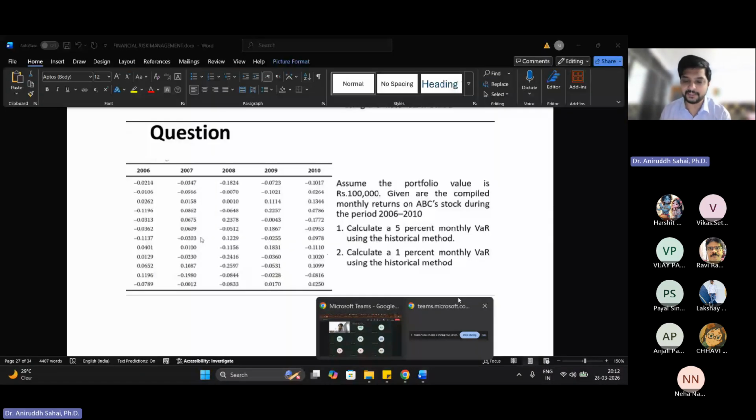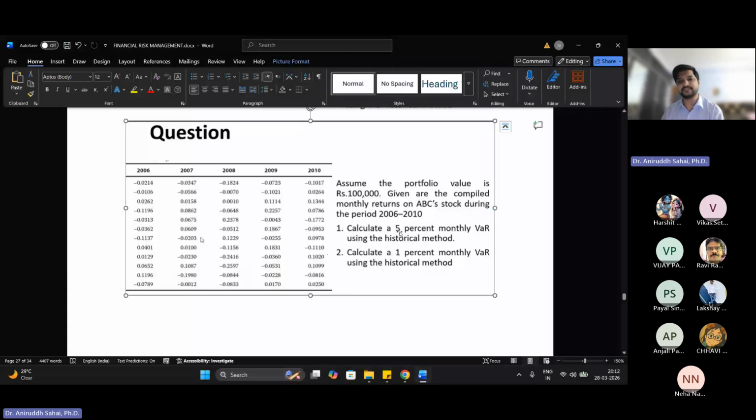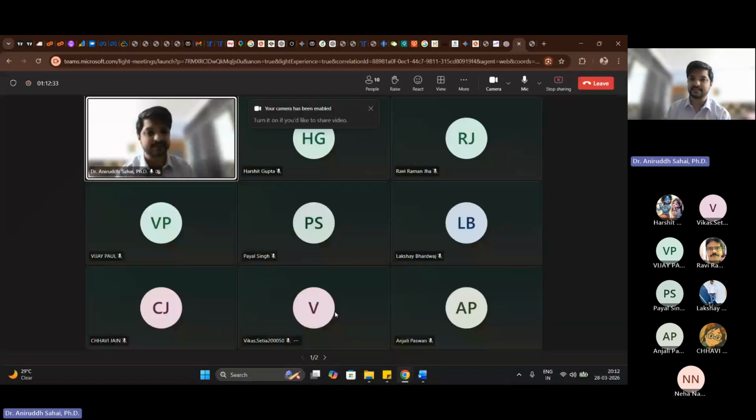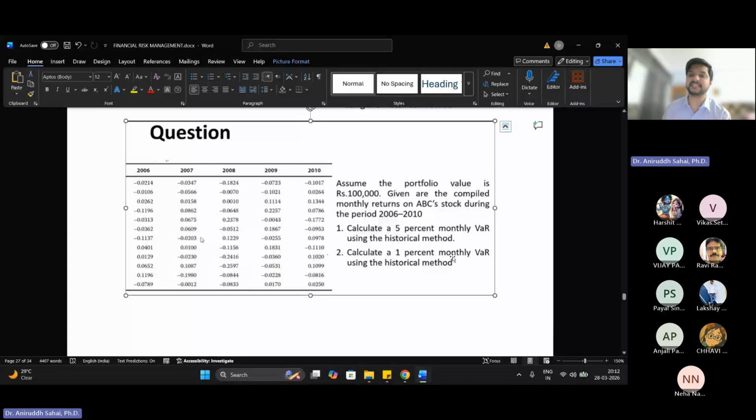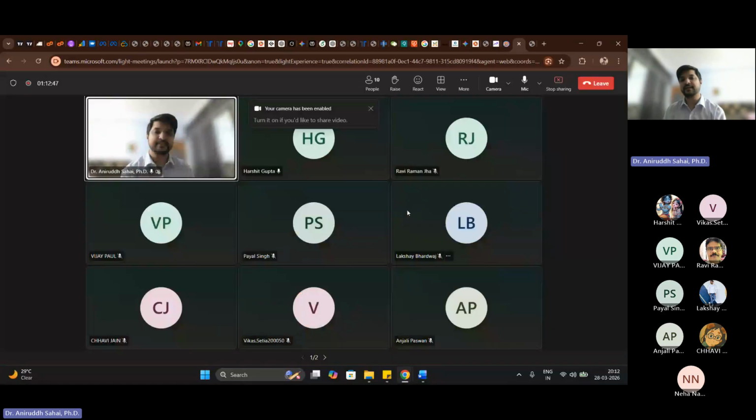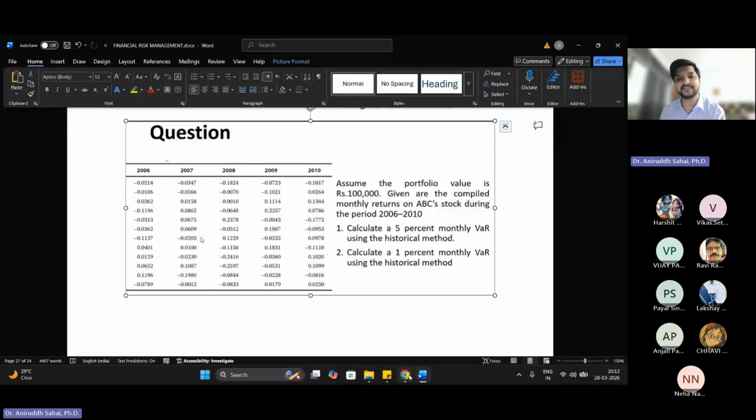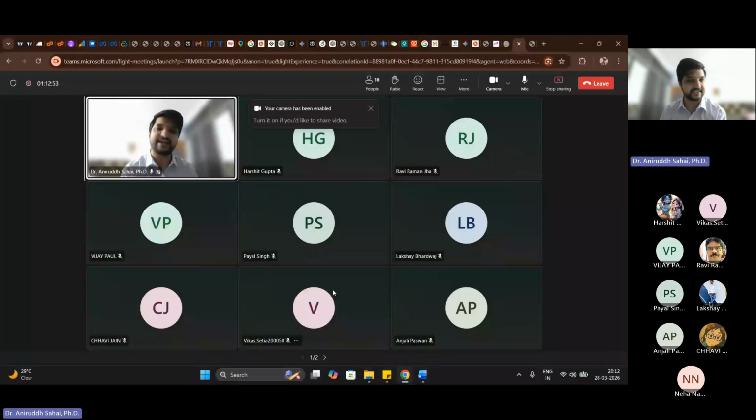1% of what? 1% of 60 observations and 5% of what? 5% of 60 observations. So 5% of 60 कितना होता है? 3. You look at the third observation, and this is 1% of 60, मतलब 0.6. 0.6 तो मतलब कुछ observation होती नहीं है. It means the first observation. You look at the first observation, that is your 1% VAR. You look at the third observation, that is your 5% VAR. इतना simple है. This is the simplest way.